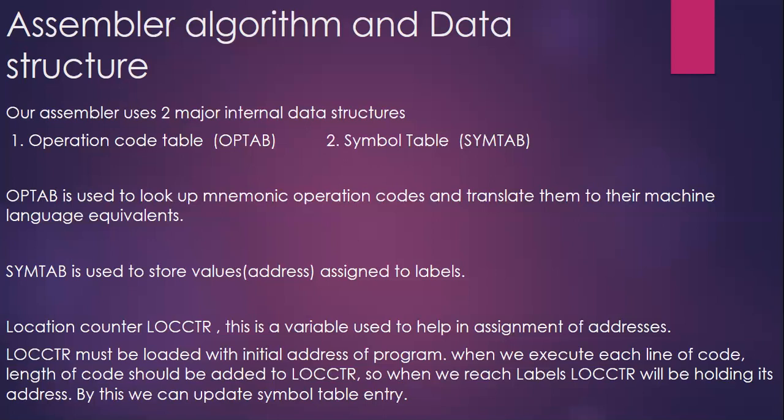It will be continuous. So whenever we are reaching such types of labels, observe it very carefully, the location counter will be pointing to that location itself. Is it right? Okay, label location. So we will be grabbing the address from the location counter. That's it. By this we can update the symbol table entry. So this will help us to update the symbol table entry exactly. Okay, fine. Next.